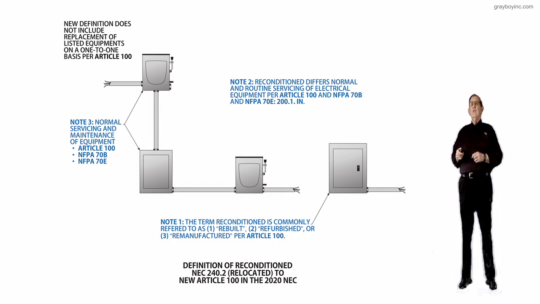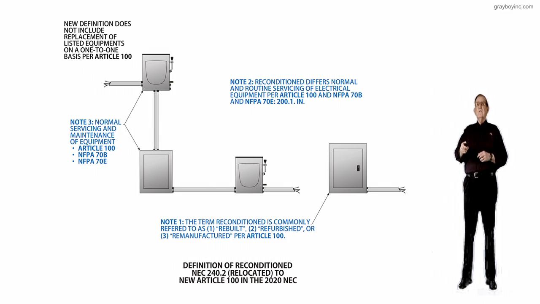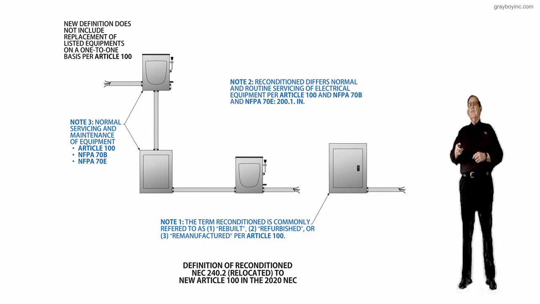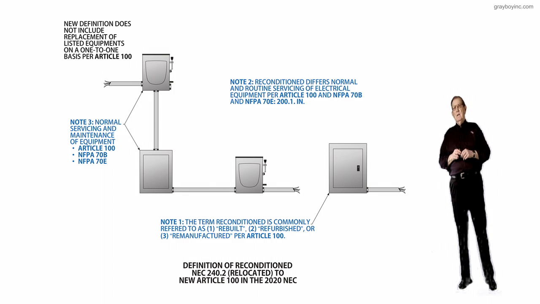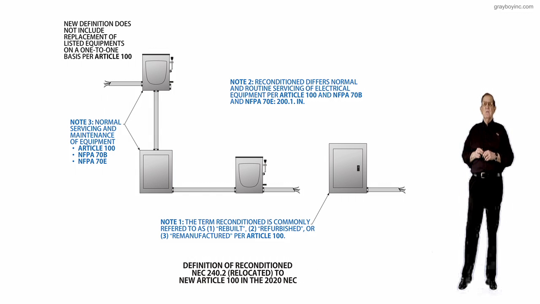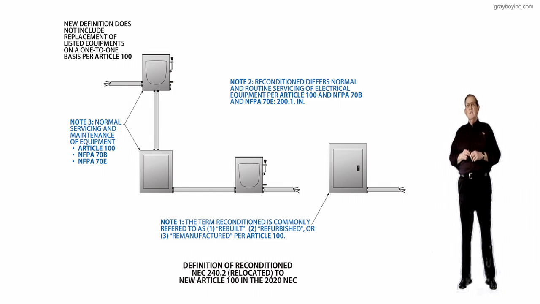And then item number 2, when we look at note 2, recondition differs from normal and routine servicing of electrical equipment per Article 100 and NFPA 70B. And then notice that NFPA 70E 200.1 informational note, if you read all that, refers you to 70B for maintenance. Now if you have your own PM maintenance procedure manual, well, that's what OSHA is going to look at, and usually that's what inspectors will look at. But if you don't have that and maintenance becomes an issue, usually they'll go to 70B, the NFPA standard, because 200.1 informational note to NFPA 70E refers you there.